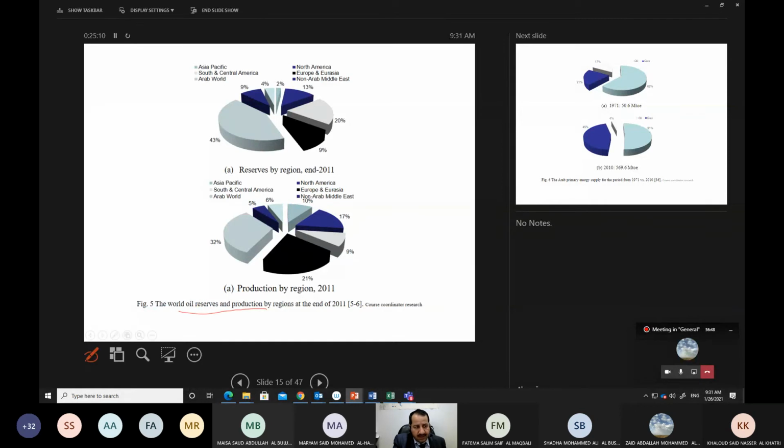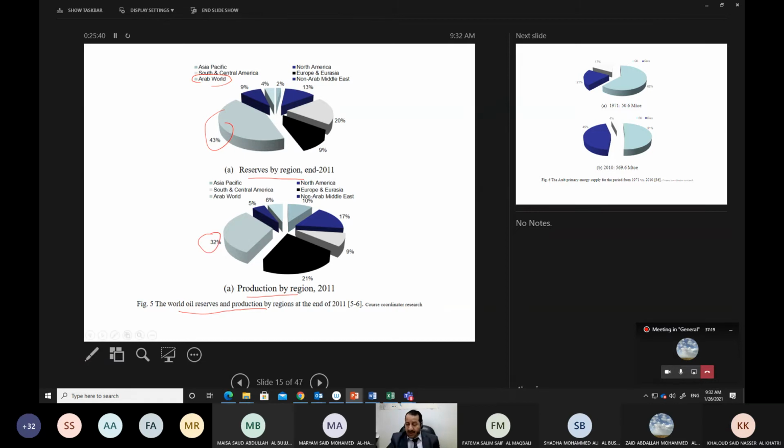Okay, here is the reservoir in figure A, and in figure B is the production. You can see Asia Pacific, South and Central America, the Arab world, North America, Europe, non-Arab Middle East. But you can see the Arab world is producing around 40. Their reservoir is 34%, and they produce 32% of the world.